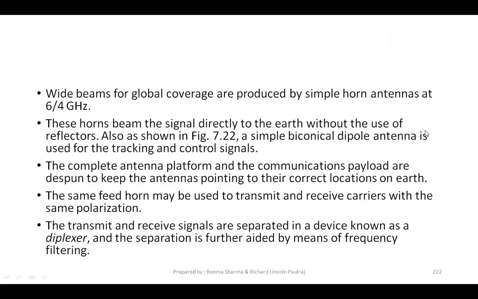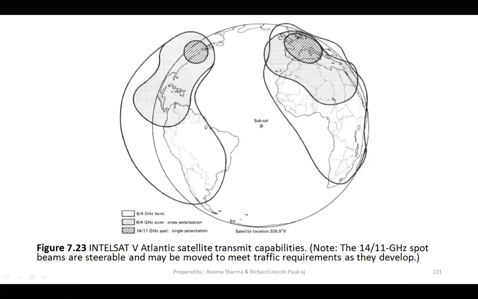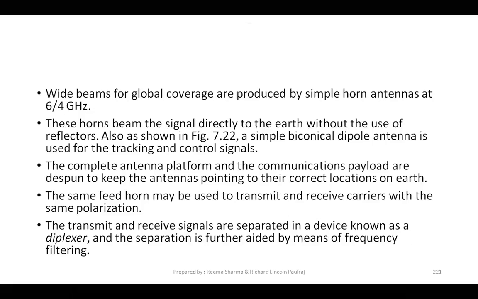A simple biconical dipole antenna is used for tracking and control signals. The complete antenna platform and the communications payload are despun to keep the antennas pointing to their correct locations. Now this is very important. If I'm just covering the ocean and not the land area, there's no point, right? So I should be covering the land area wherein the countries and continents are covered. That's the reason for having motors and movable antennas.